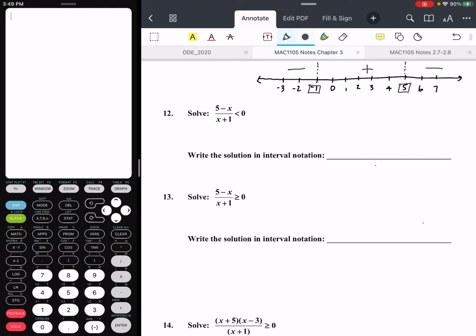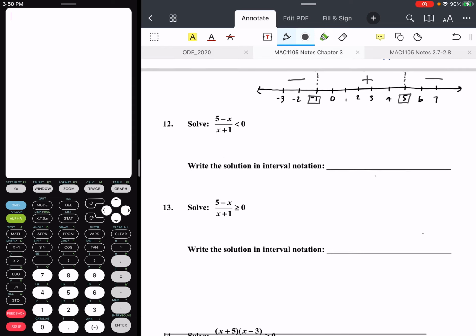In the video for number 11, we already came up with the sign chart, so I'm just reproducing it here. If you haven't seen the video for number 11, check that out. I just did another sketch of that same sign chart up here. So we have boundary values of -1 from setting x plus 1 equal to 0, and a boundary value of 5 from setting 5 minus x equal to 0. We plugged in test points and got a negative, positive, negative pattern for our sign chart.